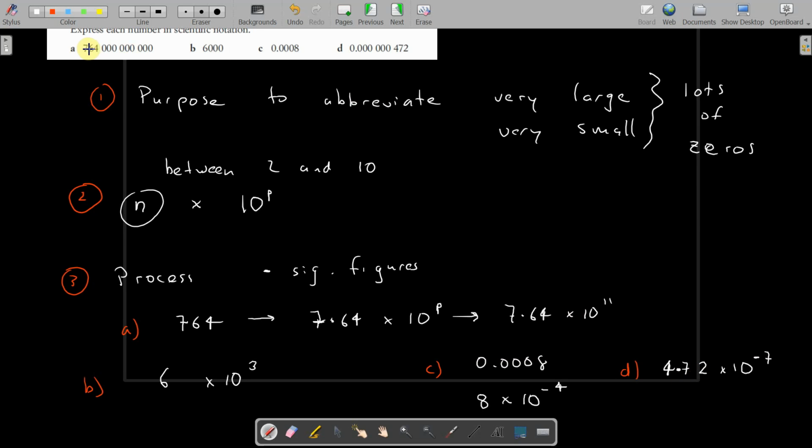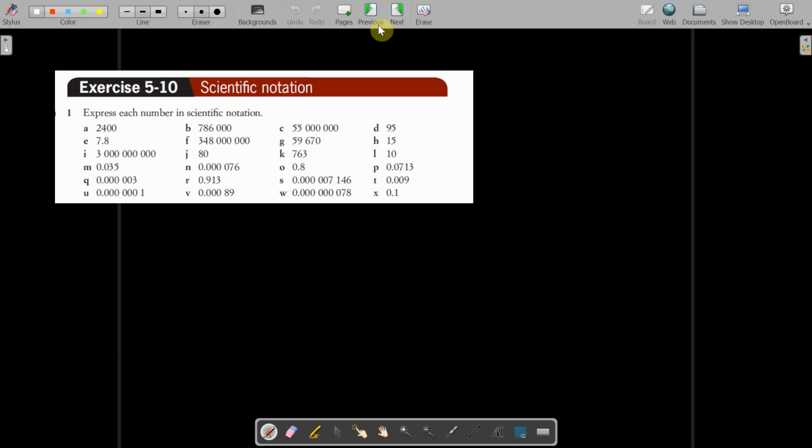So when you're moving the decimal point and there's no decimal point, we have to move it right to the end. Right to the end. When you've got a decimal number, you have to move it back to the left. So it's 0 point whatever it is. Okay. Let's do a few of these.